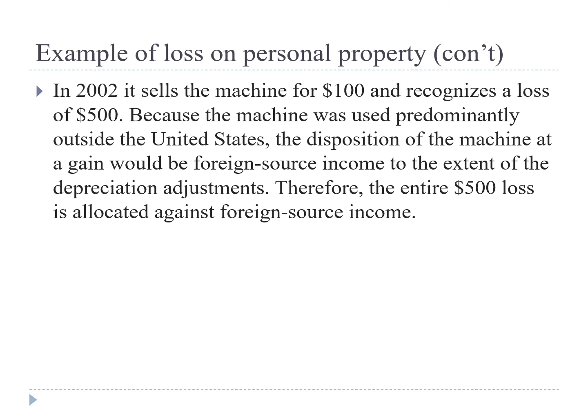In 2002, it sells the machine for $100 and recognizes a loss of $500. Because the machine was used predominantly outside the United States, the disposition of the machine at a gain would be foreign source income to the extent of the depreciation adjustments. Therefore, the entire $500 loss is allocated against foreign source income.